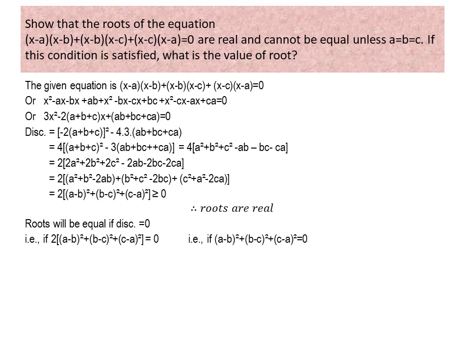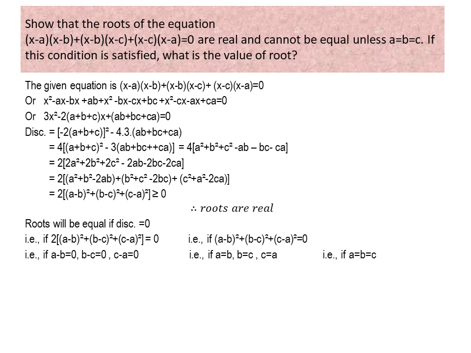Now the roots will be equal if the discriminant is equal to 0. That is, if 2 into (a minus b) whole square plus (b minus c) whole square plus (c minus a) whole square is equal to 0. That is, if (a minus b) whole square plus (b minus c) whole square plus (c minus a) whole square is equal to 0. That is, if a minus b is equal to 0, b minus c is equal to 0, and c minus a is equal to 0. That is, again, if a is equal to b is equal to c. So they cannot be equal unless a is equal to b is equal to c.